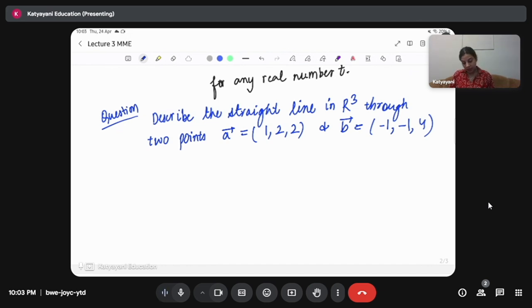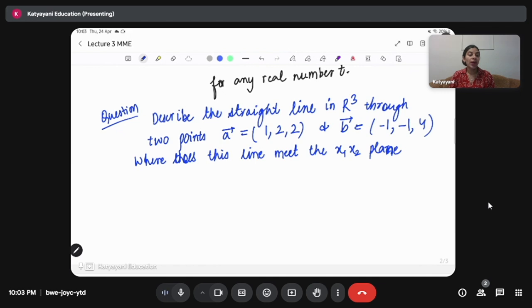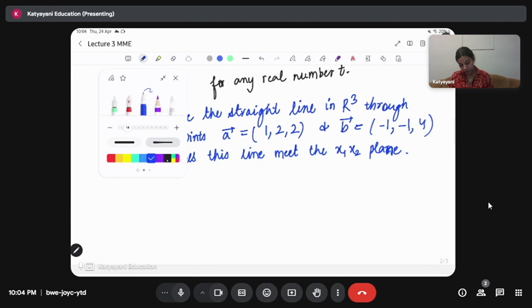And the second part asks, where does this line, the equation of which you will find, meet the x1, x2 plane? So what is the x1, x2 plane here? You can either call it the xyz plane, or the xyz space, or the x1, x2, x3 space. That doesn't matter. So where will it cut the x1, x2 plane? So let's see the solution of this question.